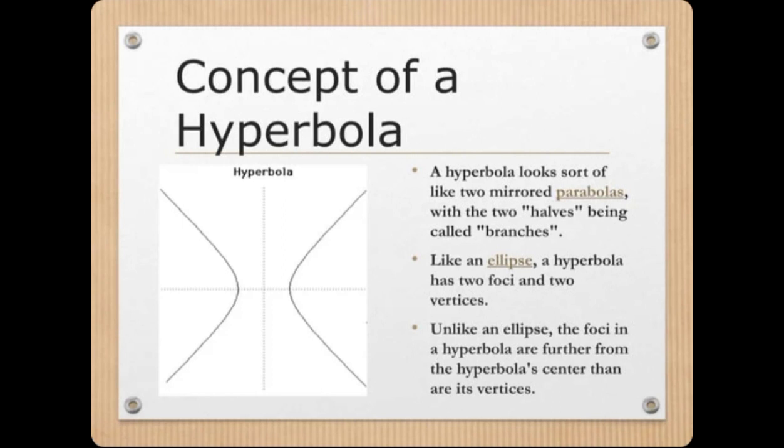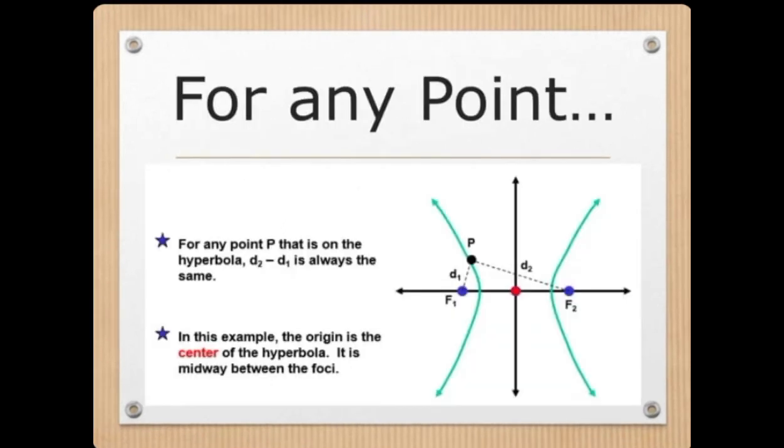Like an ellipse, a hyperbola has two foci and two vertices. Unlike an ellipse, the foci in a hyperbola are further from the hyperbola's center than are its vertices. And for any point P that is on the hyperbola, d sub 2 minus d sub 1 is always the same.